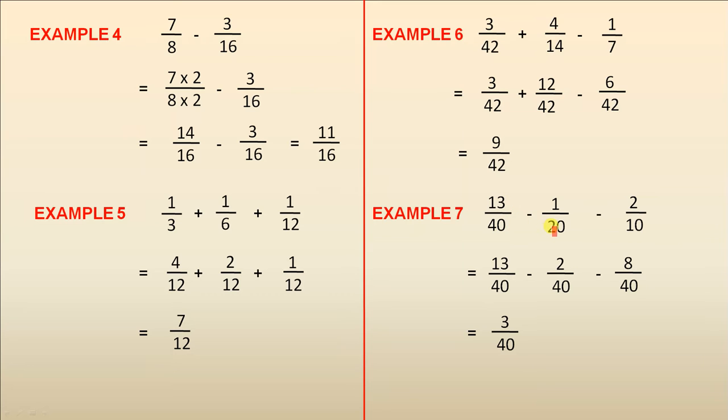Example 7. We have to change this denominator here and this denominator here to 40. To change this denominator here to 40, multiply top and bottom by 2. 2 1s are 2, 2 20s are 40. To change this denominator here to 40, multiply top and bottom by 4. 4 2s are 8, 4 10s are 40. 13 take away 2 is 11. 11 take away 8 is 3. So the answer is 3 over 40.